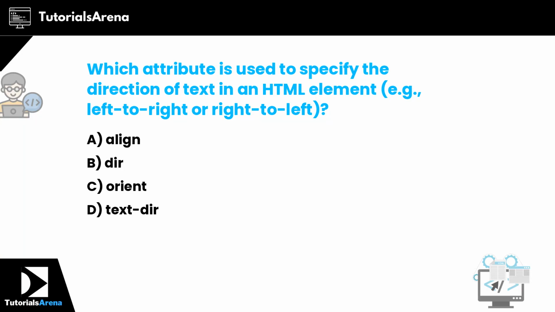Which attribute is used to specify the direction of text in an HTML element, for example left to right or right to left? The correct answer is option B, dir.